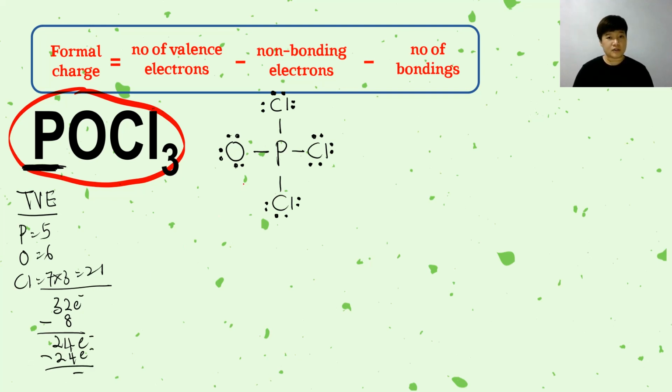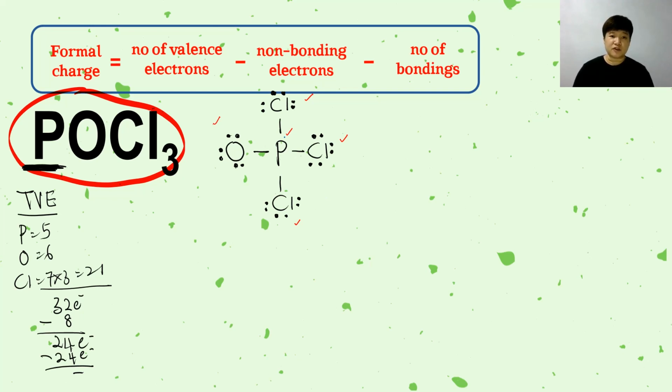And then we check the octet of this Lewis structure. You realize that everything in here is octet. Your oxygen is octet. Your chlorine is octet. And your phosphorus is also octet with 8 electrons around it. If this is already the correct Lewis structure, why do I need to calculate the formal charge? Because you can have another Lewis structure.